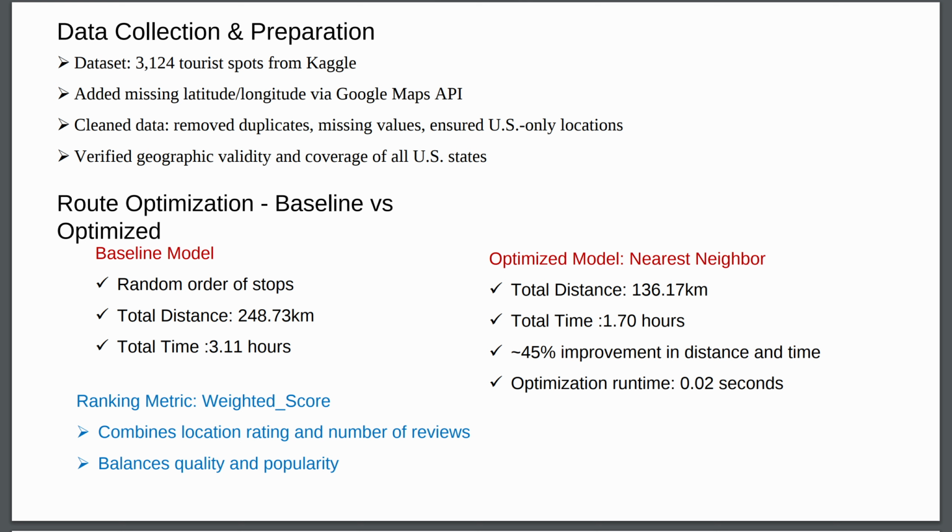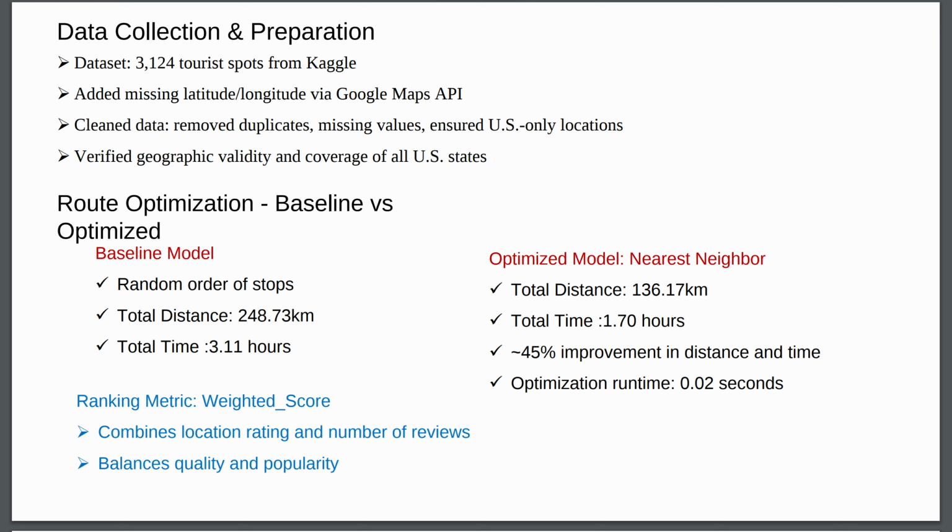The baseline random route resulted in a travel distance of 248.73 kilometers and an estimated driving time of 3.11 hours. The optimized route reduced the distance to 136.17 kilometers and the driving time to 1.7 hours, nearly a 45% improvement. The nearest neighbor algorithm ran swiftly, producing results in just 0.02 seconds, demonstrating the feasibility of fast, effective route optimization.